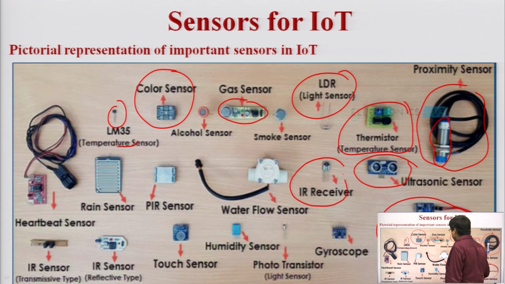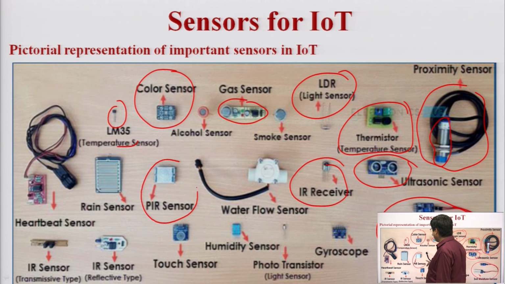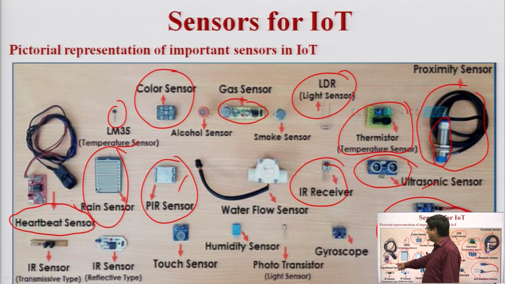We have an IR sensor. We have a PIR sensor that can detect motion of nearby objects only up to 2 centimeters or so. They have the same principle, PIR and ultrasonic, but the PIR sensor only senses nearby objects. We have a rain sensor. It can detect rain, falling drops from the environment. Heartbeat sensor, it can detect the heartbeat of a person. We have an IR sensor, transmissive type. Infrared sensor, this is a transmitter reflective type.